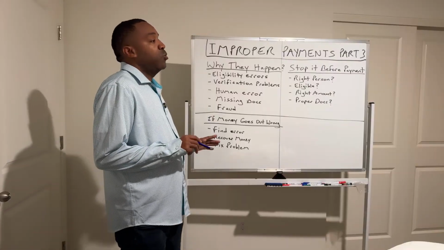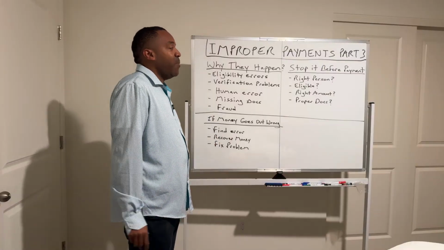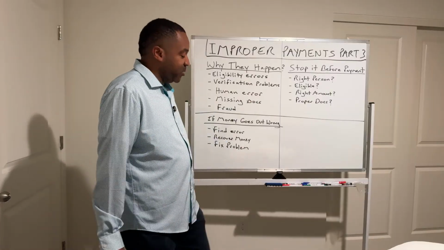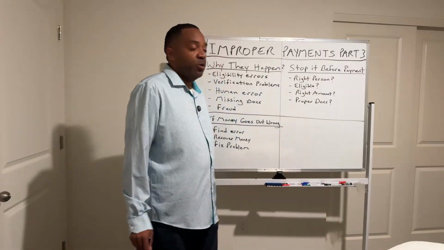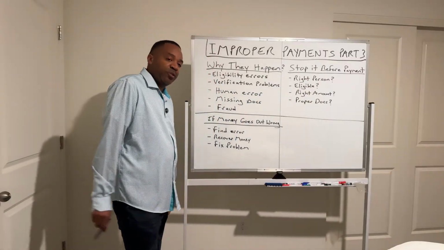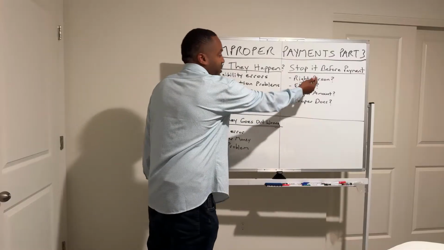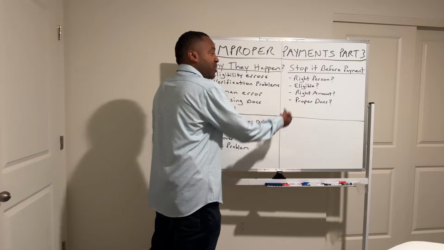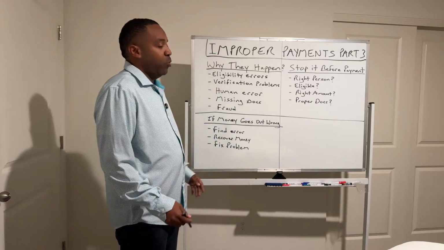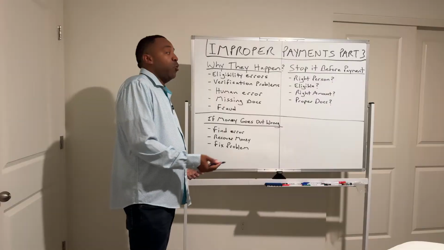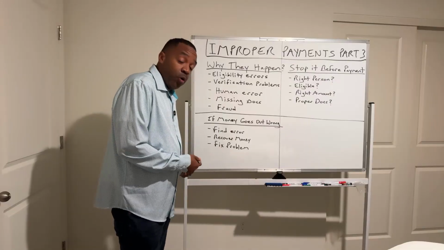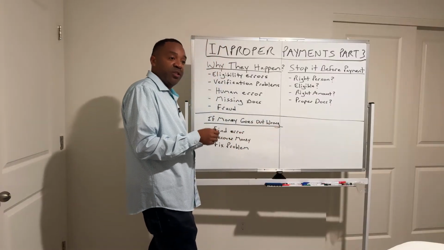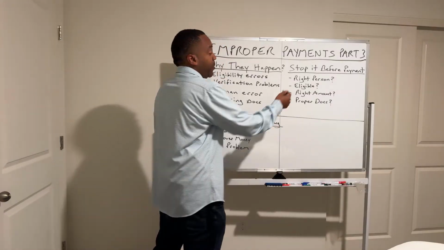Now, for the government, how to stop all of these payments before they even happen. The government needs to make sure that they're sending these payments to the right person, the intended recipient. The government needs to make sure that the intended recipient is eligible. So whether they're eligible for the first time or they could have been eligible before but no longer are eligible, the government needs to make sure that the person receiving the benefit is eligible right now.